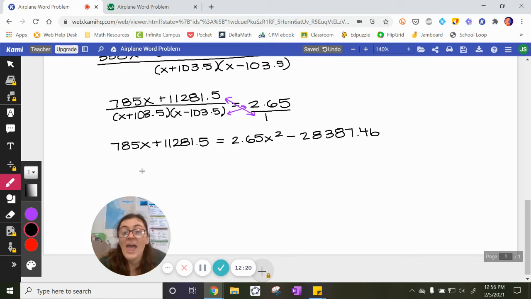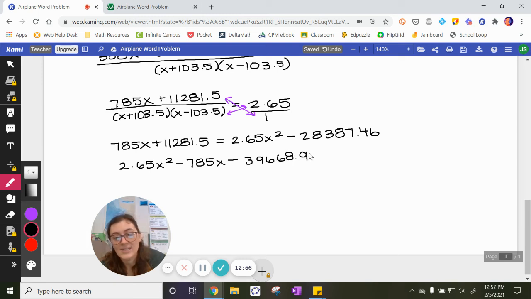Okay. And then I'm seeing that this is turning into a quadratic. So I'm going to move everything so that it looks like a nice coherent quadratic. So I'll have 2.65 x squared. I'll move the 785x over, so I'll have minus 785x. And then I've got this negative number, and I'm also going to subtract that value as well. So I'll end up with negative 39,668.96. And since I moved everything from this side, we're just left with 0.